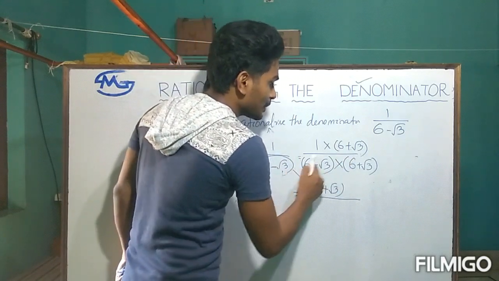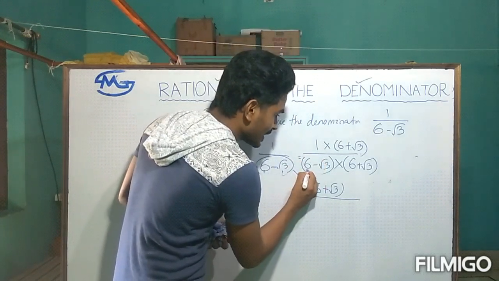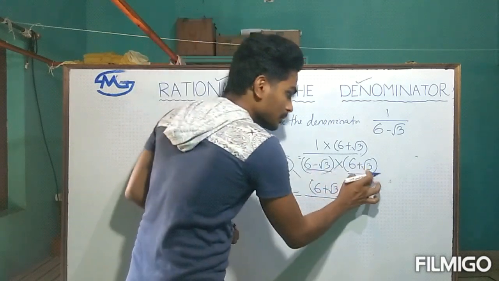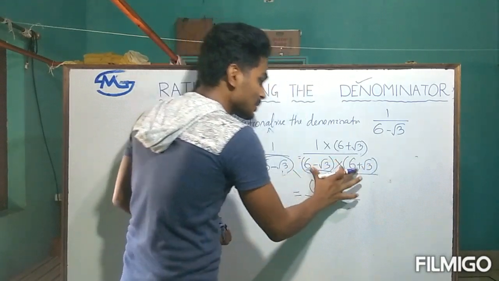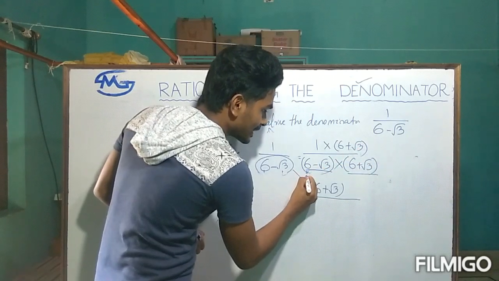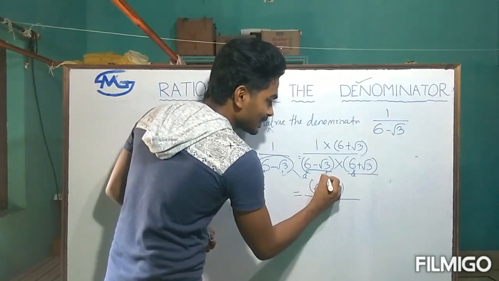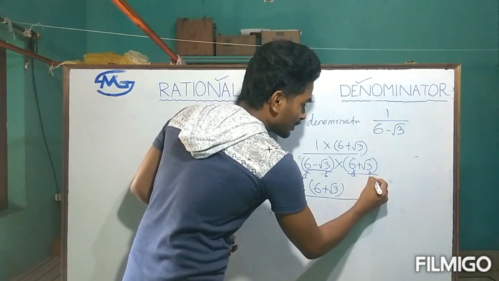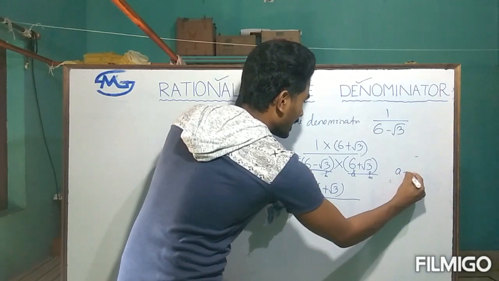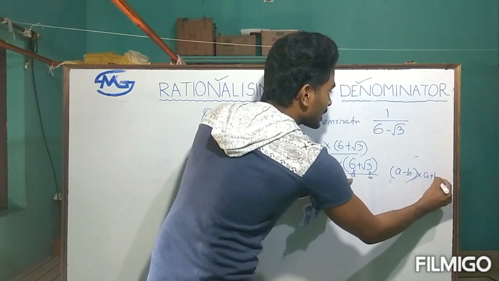Then in the denominator it will be, suppose this is a term and this is a term. This term contains two terms. This term also contains two terms. In these two terms, 6 is common, here root 3 is common. Let's say this is A. So 6 is A. Let's say root 3 is B. So here root 3 is B. So it will form a formula that is A minus B, okay, whole into A plus B.